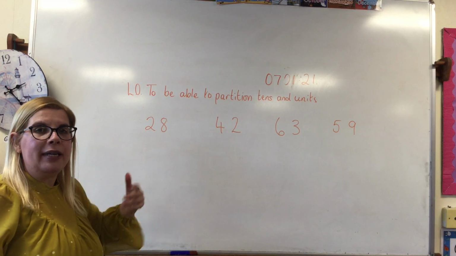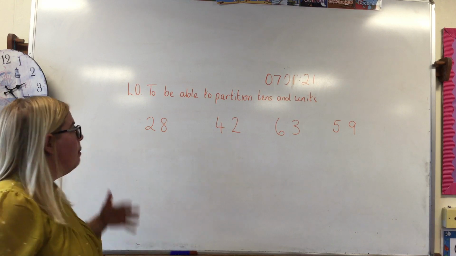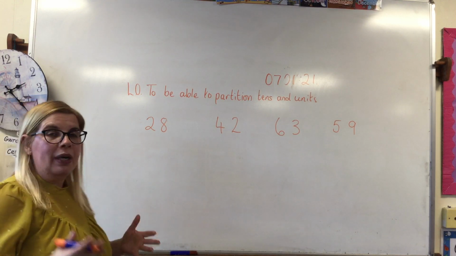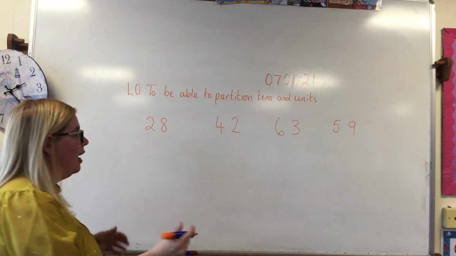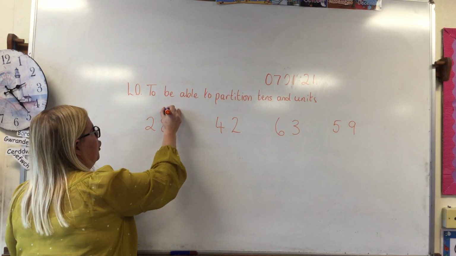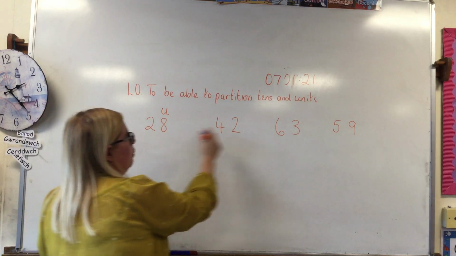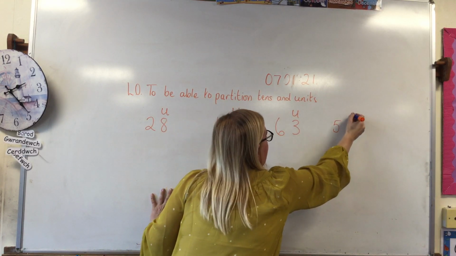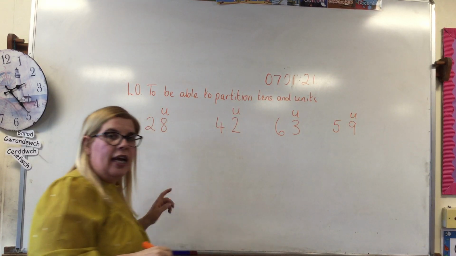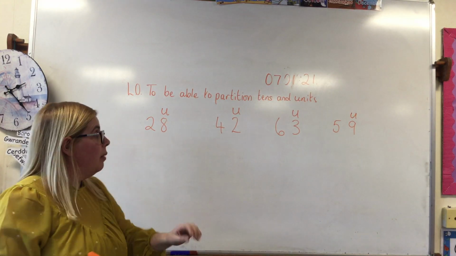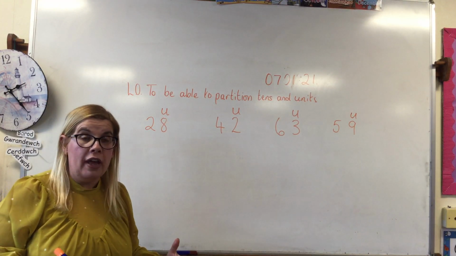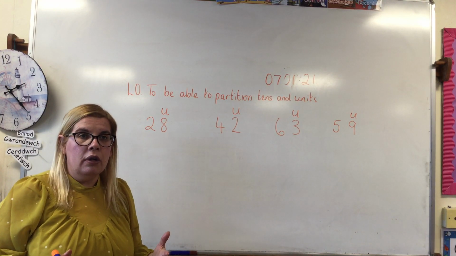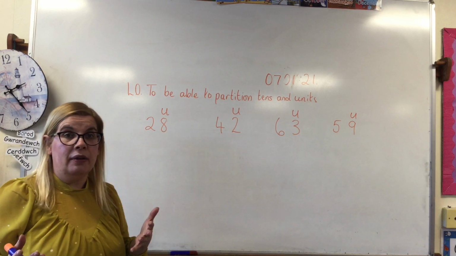Now, if you just split them into tens and units, you always have to remember, if you look at the number, the unit number is always on the right-hand side, okay? And the unit number is here. So it would be an 8, a 2, a 3, and a 9. They're all unit numbers, and it just means there's 9 of them. There's 3 of them. There's 2 of them. There's no more, okay? There's just 8.